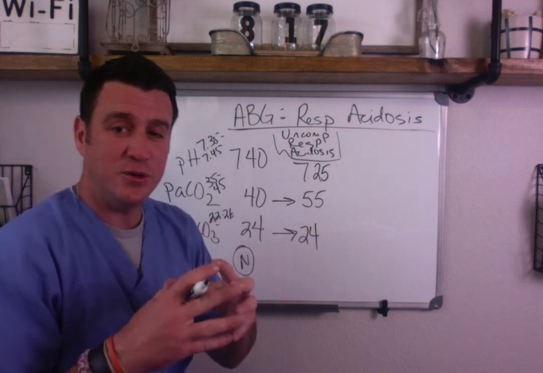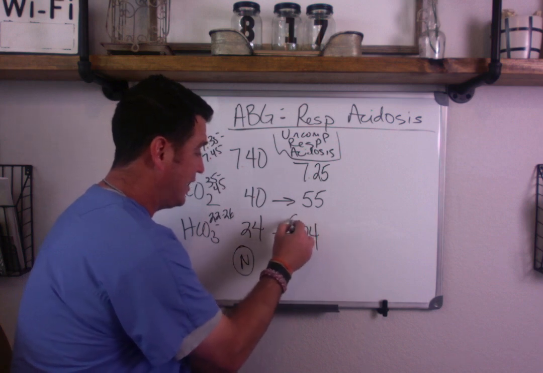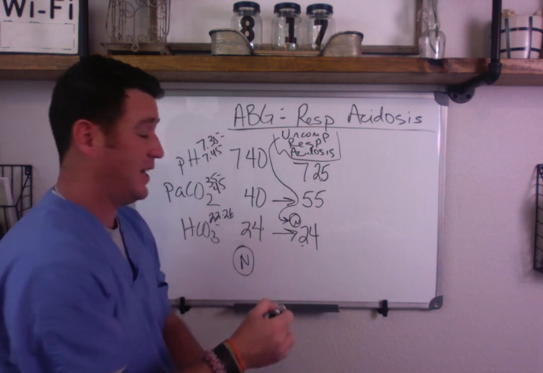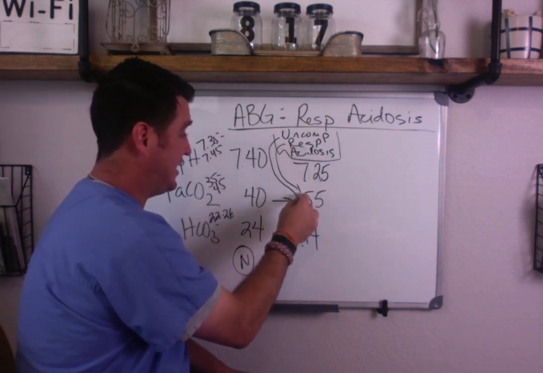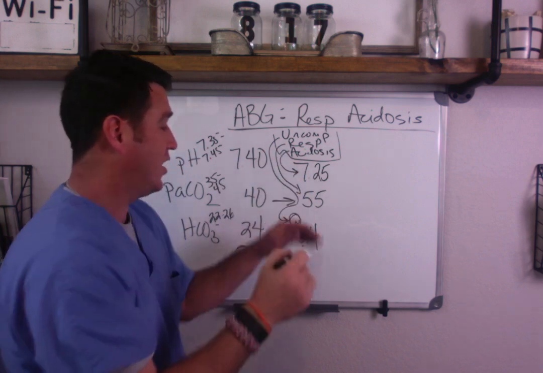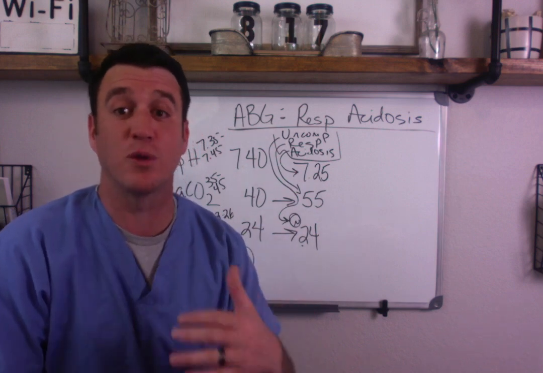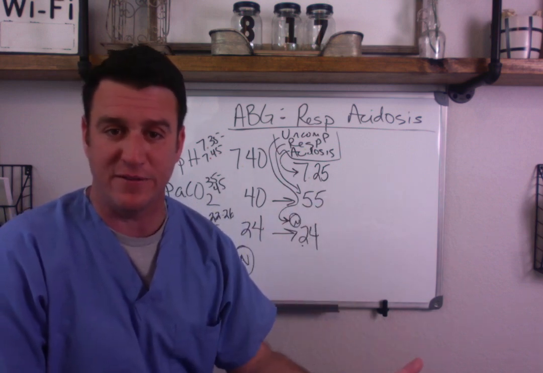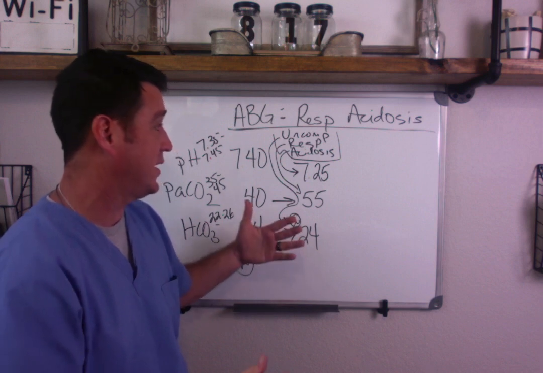Okay? Now, the reason we know this is uncompensated is because bicarb is normal. That makes it uncompensated. It's a respiratory because it's the CO2 that's causing a problem, and it's an acidosis because on our pH scale, we're south of 7.35. We're at 7.25, which is below 7.35. So this makes sense why this is an uncompensated respiratory acidosis.